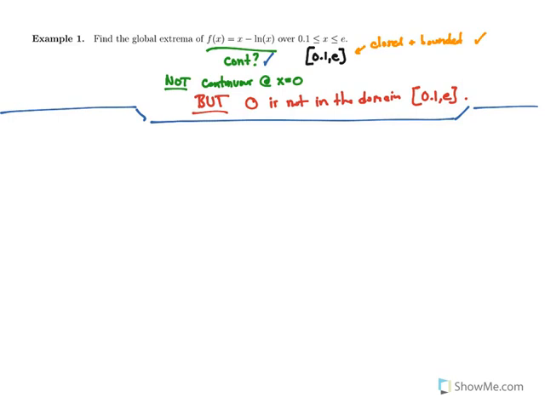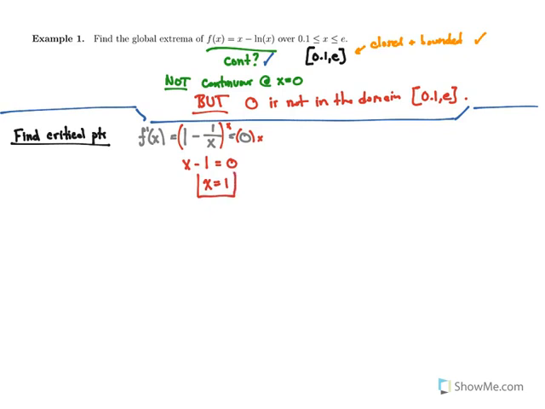So that means that we're going to do our first kind of problem. We have our closed and bounded domain. We have our continuous function over that domain. So our first thing is going to be to find the critical points. That is, find the derivative of the function, which is going to be 1 minus 1 over x. And we're going to set that equal to 0. So to do this, maybe we'll multiply by the denominator there, and we'll get x minus 1 equals 0, or x equals 1. And there is a critical point.